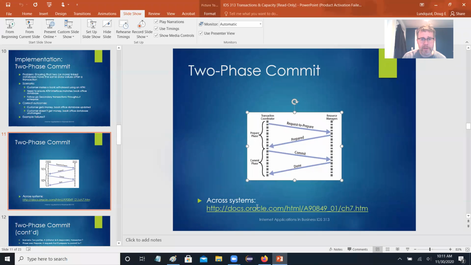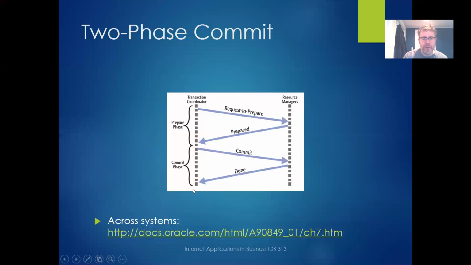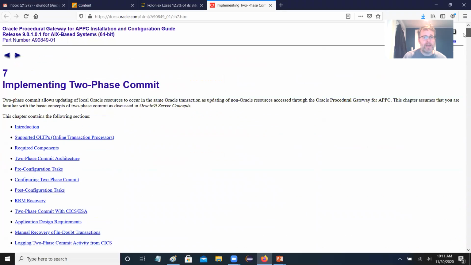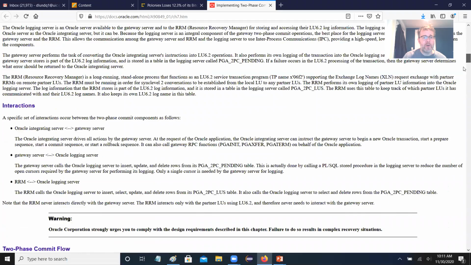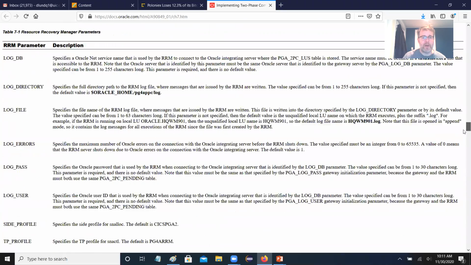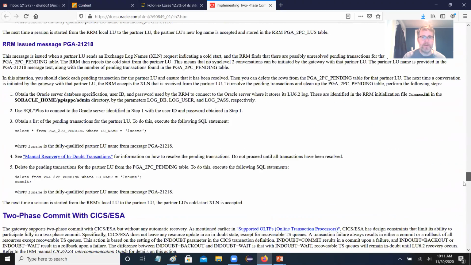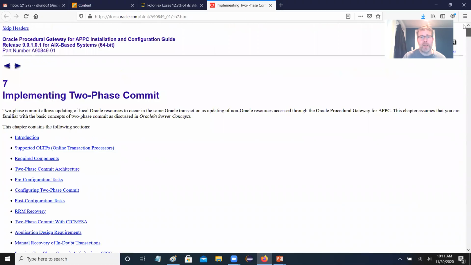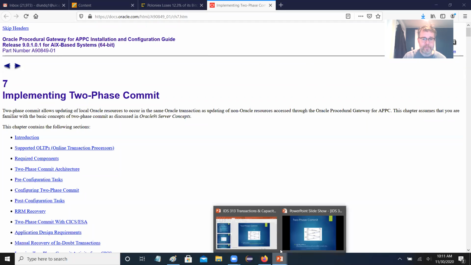Now, if you're interested, and I'm not saying you should be, but if you are, I'm just going to show you here the amount of hassle I'm saving you with that distilled version. This is a quick reader on Oracle's procedural gateway about implementing two-phase commit. There's a whole bunch of stuff here about how to actually set it up in a system, just to give you an idea of that. But what I gave you is how two-phase commit works, and these are just specific implementation details.